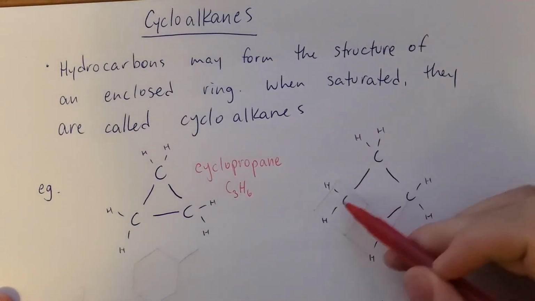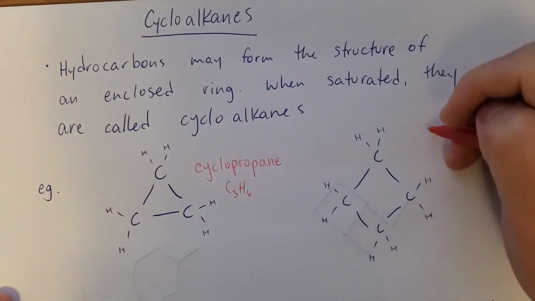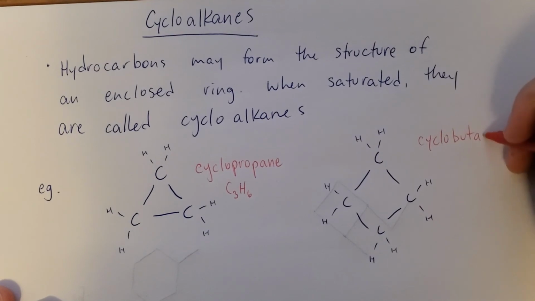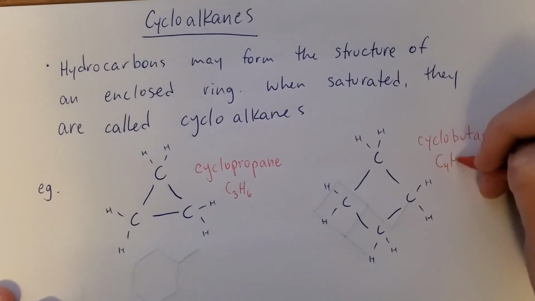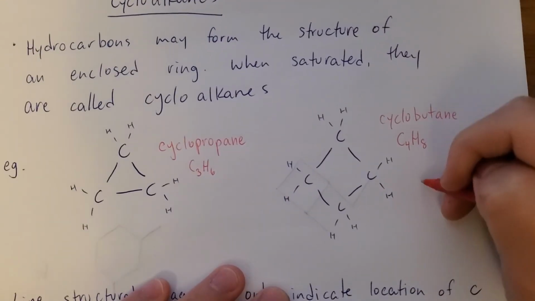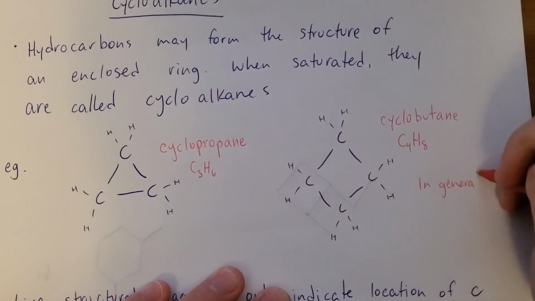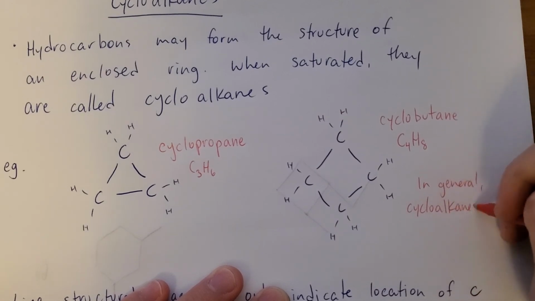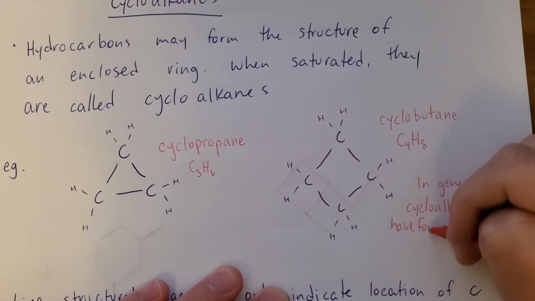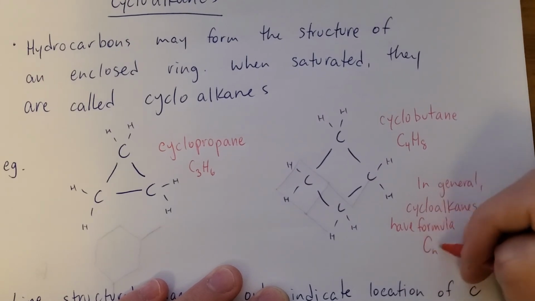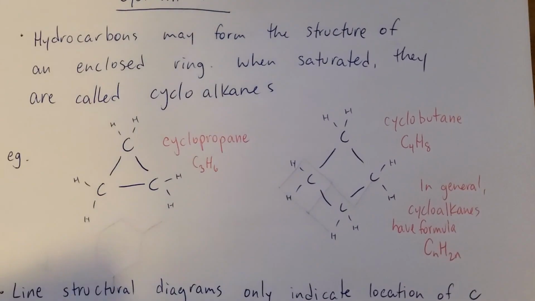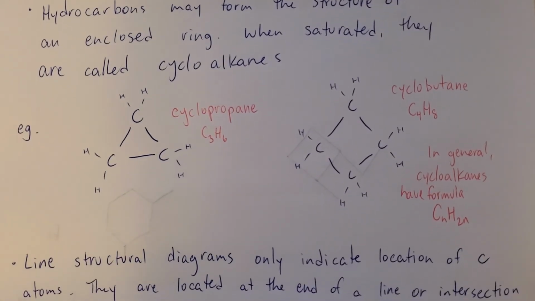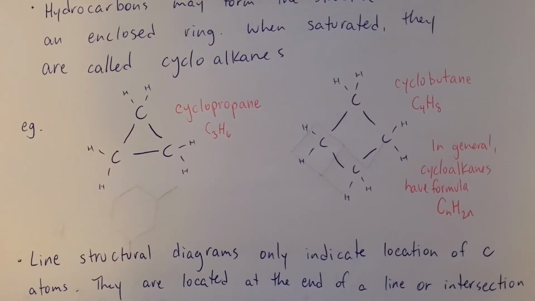This guy, I got 4 carbons, so I think you'll agree or predict that this will be cyclobutane. If you count it up, it's C4H8, and we can generalize here. In general, cycloalkanes have a formula CnH2n.